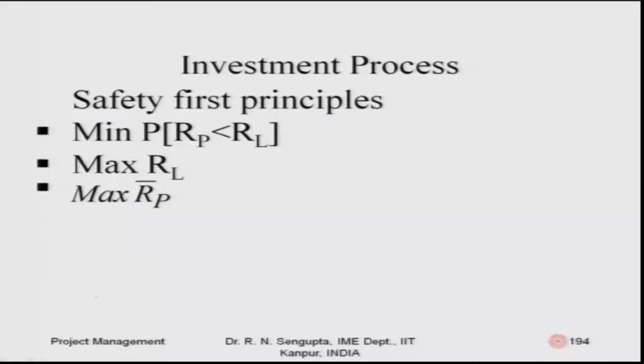Safety first principle has different formulations. So, I will just write down these formulations and you will understand how they make sense. The first one is that you try to minimize the probability, P is the probability, that the value of the so called portfolio of the projects which you have is less than some RL. RL is basically some fixed value which you have set for yourself.